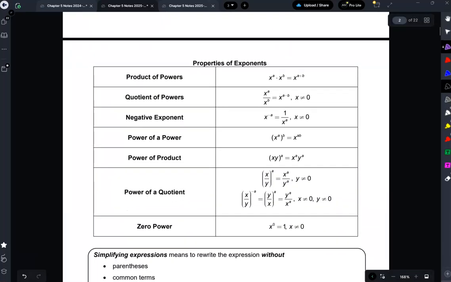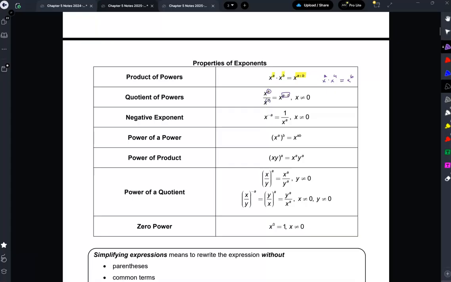Okay, product of powers. If you have powers that you are multiplying by each other, then look at this. If you have the same base and different exponents, then you keep the base and you add the exponents, right? We know this, like x squared times x to the 4 is x to the 6. Now, if you are dividing powers, if you have the same base but different exponents, you subtract the exponents.